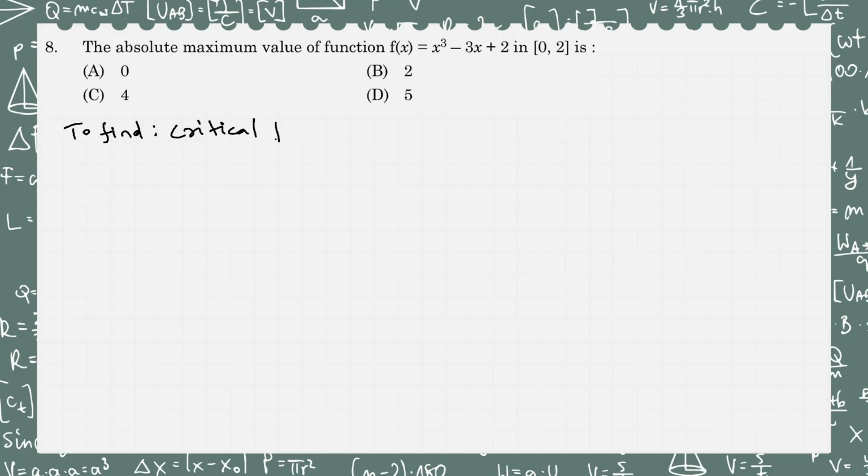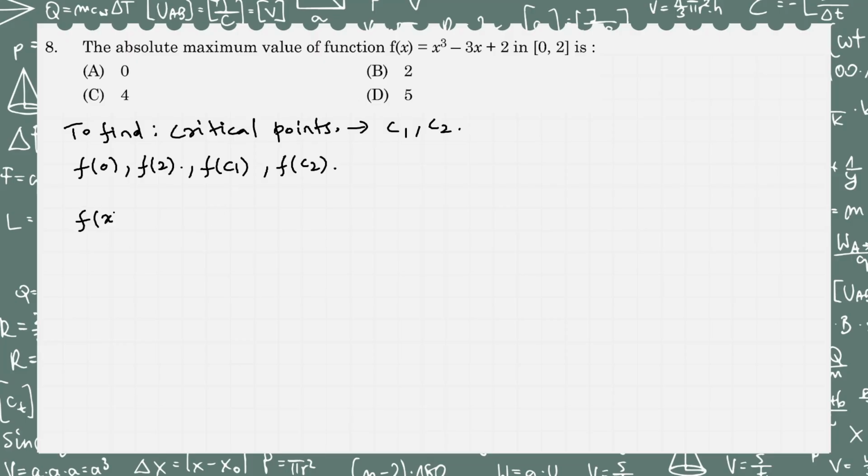So, we need to find the critical points, also the value of the function at the endpoints. I mean f of 0 and f of 2, and whatever critical points we are getting, those values also we have to find out. For example, if we take the critical points like C1 and C2, then we need to find f of C1 and f of C2. So, we need to compare all of them, whichever is the maximum among all the four, that will be our absolute maximum value, correct? So, for that process, we need to maximize the function first.